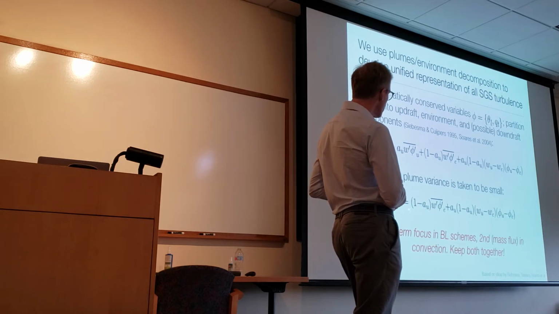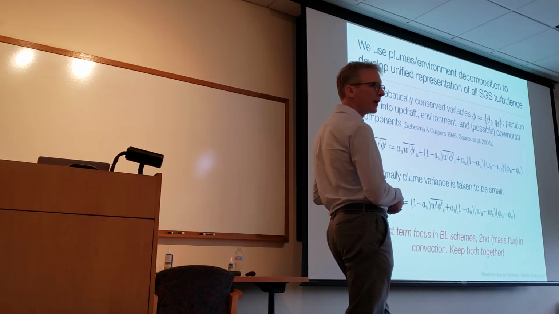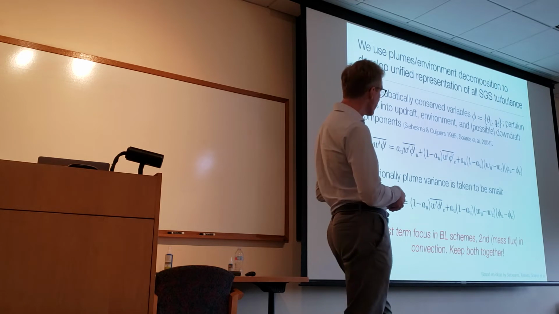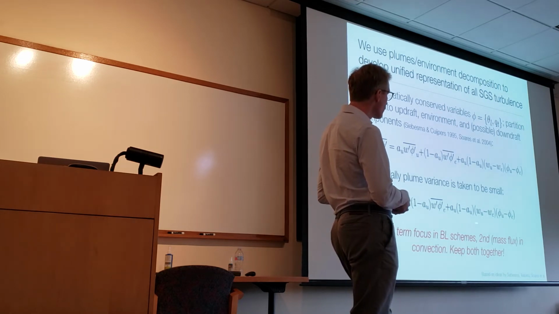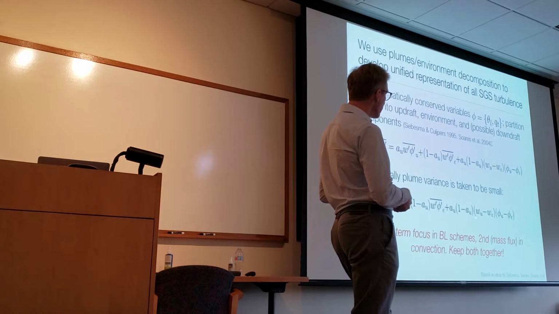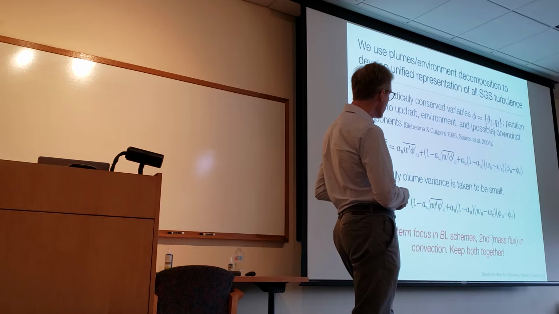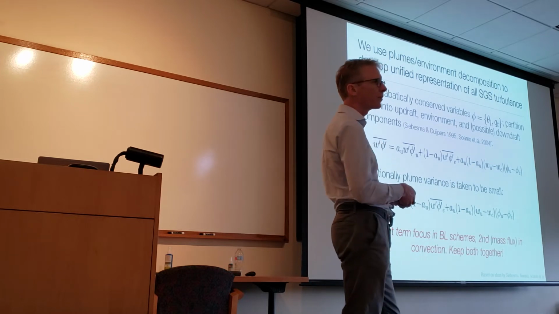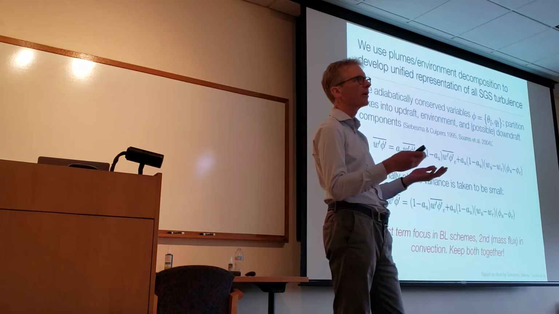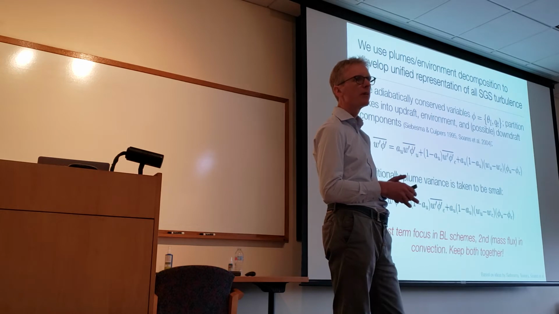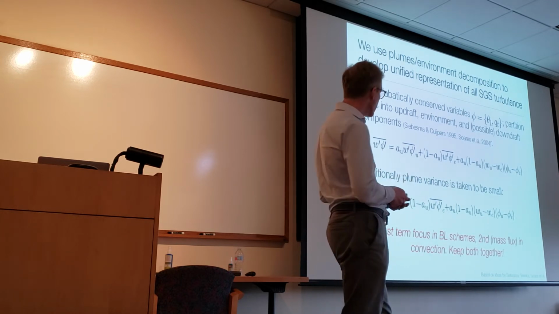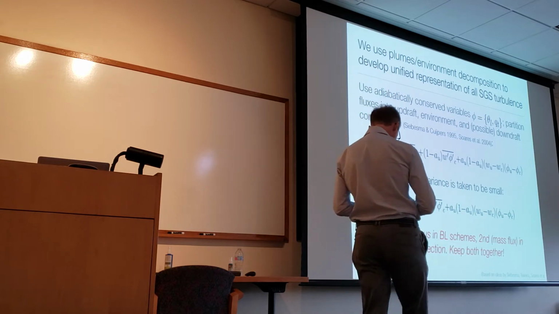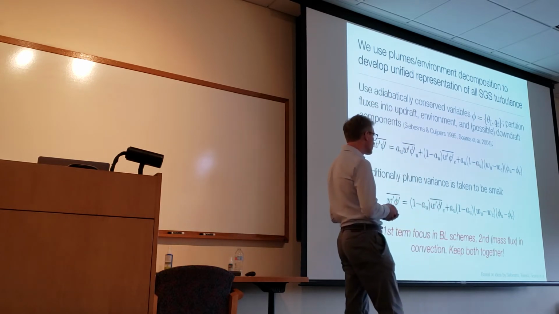Boundary layer schemes usually focus on this first term and make this diffusive. Mass flux schemes, a type that Arakawa pioneered, focus on the second term. So convection schemes usually only take the second term, and boundary layer schemes only the first term. And what Kitagawa pointed out is, well, just keep both. You don't need to choose one or another. You can always keep both. And what comes out of that is something called the eddy diffusion mass flux scheme.